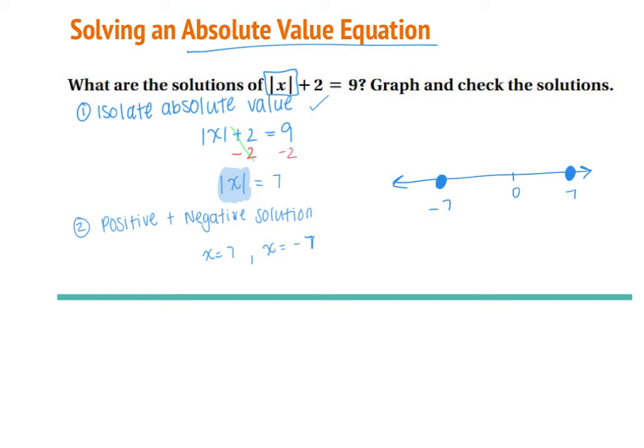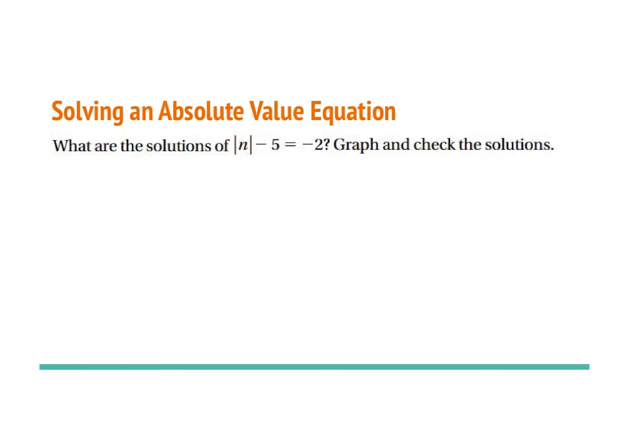Okay, next. We're going to do the same thing. So we're going to follow our same 2 steps. Step number 1, let's isolate our absolute value. So we've got absolute value of n minus 5 equals -2. Step number 1 tells us that we need to get the absolute value by itself. So let's add 5 to both sides. When we do that, these 5s are going to cancel. We're going to be left with absolute value of n equals 5 minus 2, which is going to be 3.